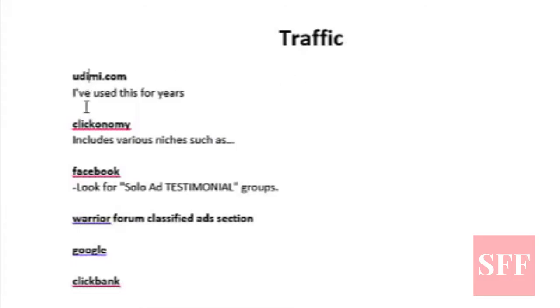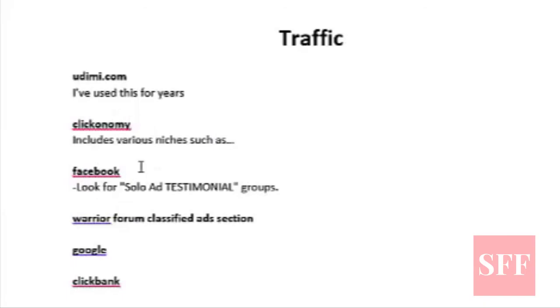The one that I've been using for years is udemy.com. They have a ratings system. Now the thing is, udemy.com is mainly for people who are in the internet marketing niche or the make money niche. Okay, another great network is Clickonomy, and this one actually includes various niches. So it includes health, self-help, and other niches in there. And I believe they also have a ratings system.